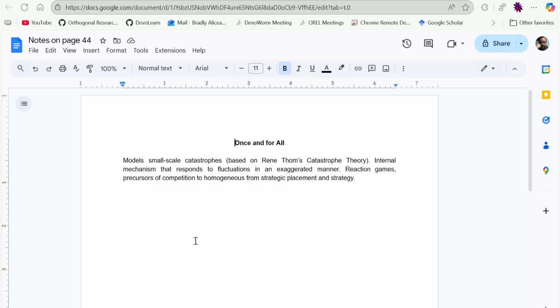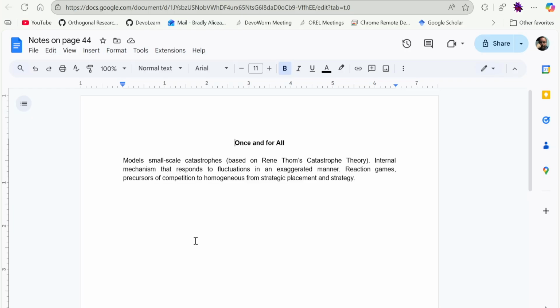But in once and for all, the object of the game is to dominate everything, to finish off your opponent, and to become the dominant state. And so once and for all is a way to model small-scale catastrophes. These takeovers of one state or another are small-scale catastrophes. What I mean by that is to go to René Thom's catastrophe theory and think about how catastrophes operate. In other words, you have these large-scale changes that occur that reorder a system. And that's kind of what you want to do with this once and for all strategy.